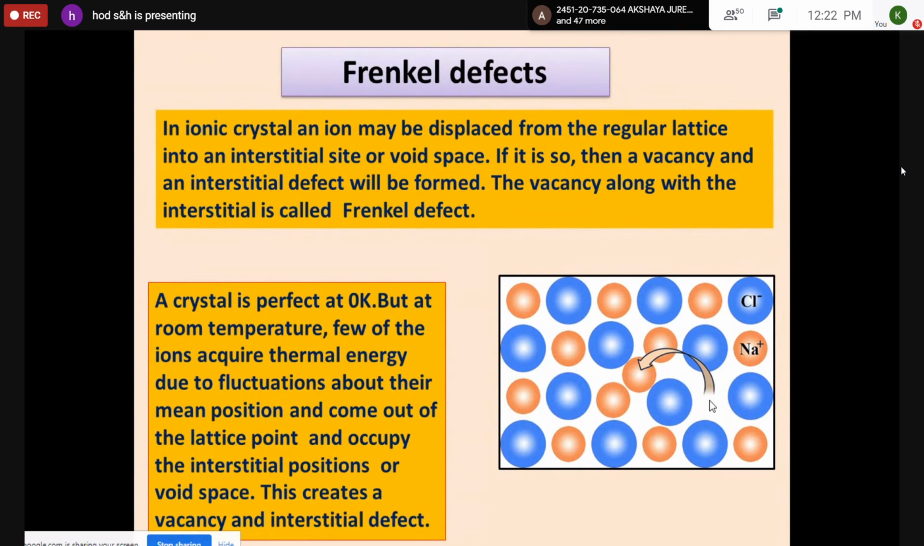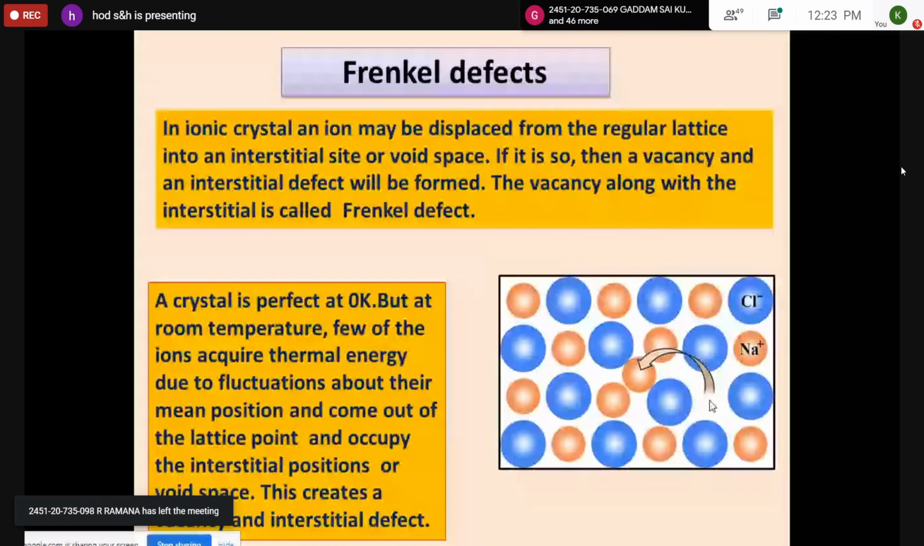So as I said, at 0 Kelvin, this arrangement is perfect. All ions are at their regular sites only, and you can assume it is a perfect crystal. But at a temperature other than 0 Kelvin, at higher temperature, because of the thermal vibrations and the thermal energy supplied to the given ionic crystal, there is a finite probability that some of the ions can leave their regular sites and occupy irregular positions within the same lattice plane.